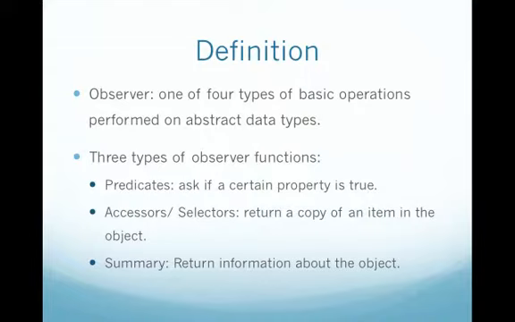There are three types of observer functions. The first is a predicate. A predicate asks if a certain property is true. Second is an accessor or selector. An accessor or selector returns a copy of an item in the object. The third type is a summary function. Summary functions return information about the object.